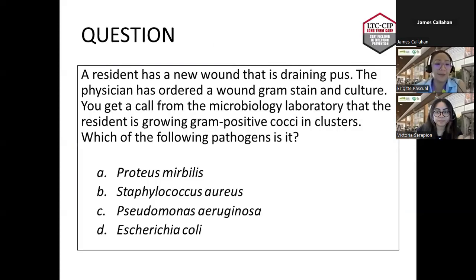Next slide, please. So, question: a resident has a new wound that is draining pus. The physician has ordered a wound gram stain and culture. You get a call from the microbiology lab that the resident is growing gram-positive cocci in clusters. Which of the following pathogens is it? Is it A, B, C, or D? Next slide, please, for the answer. So the answer is Staphylococcus aureus, as the other three choices are all gram-negative organisms. Next slide, please.